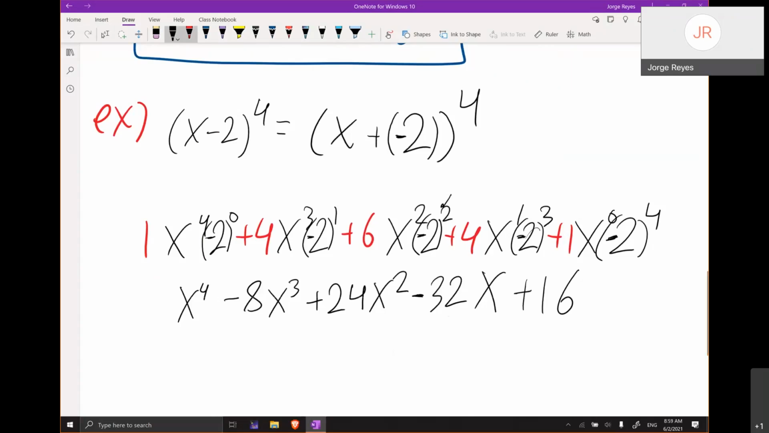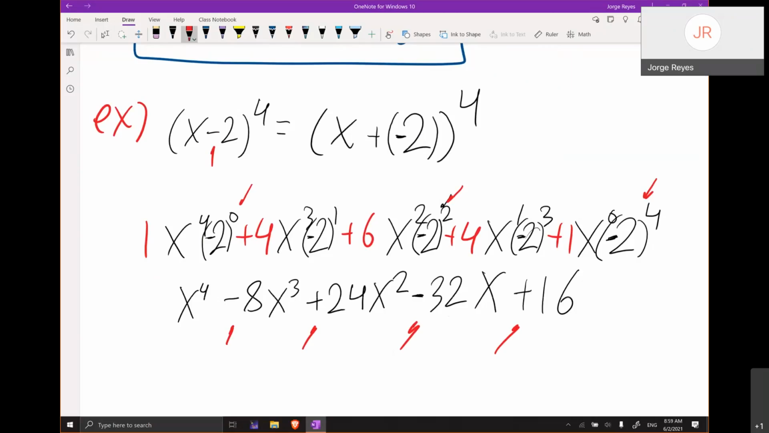Okay, so what happens when you get the minus signs is you notice the sign alternates. Okay, it goes plus, minus, plus, minus, plus, minus, because of the powers, right? For all of the even powers, the minuses cancel, but for the odd powers, the minuses stay around. Okay?